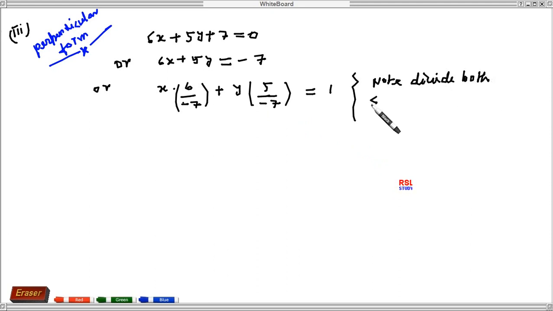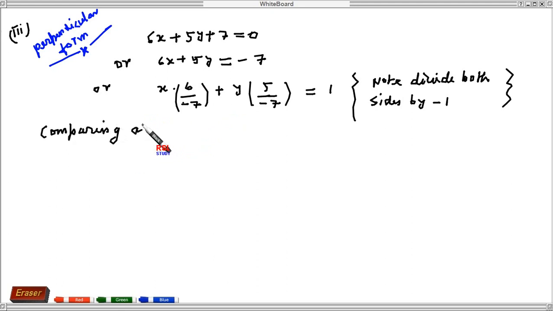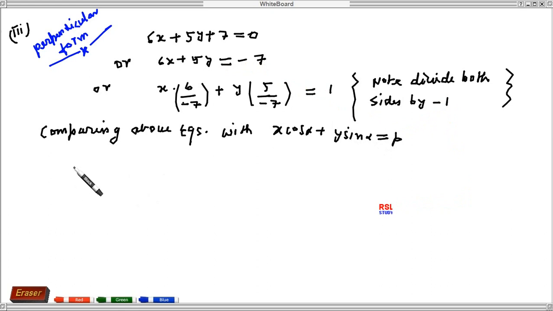Note, divide both sides by minus 1. Now we are dividing both sides by minus 1. So after dividing we get like this. So here we are dividing both sides by minus 7, not 1. Here is minus 7. So now comparing this equation with this, we get cos alpha equal to minus 6 by 7.